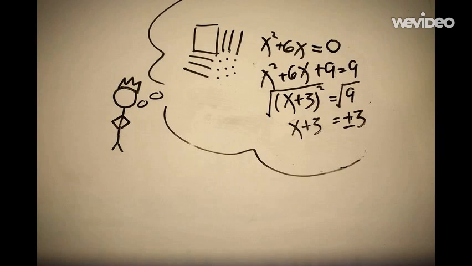Now we want to get x by itself, so we simplify. All we do is square root both sides to get rid of the exponent, and the square root of 9 is plus or minus 3. Now we subtract 3 from both sides, and we get x equals plus or minus 3 minus 3. And we can simplify that one step further. All we do is solve it. First we do negative 3 minus 3, which would give us negative 6. And our second would be 3 minus 3, which would give us 0.